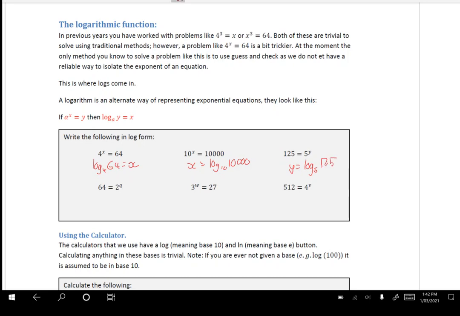Alright, 2 to the q equals 64. Well, q equals log 2 64. W equals log 3 27. And V equals log 4 512. Okay, does anyone not sure how to do those?